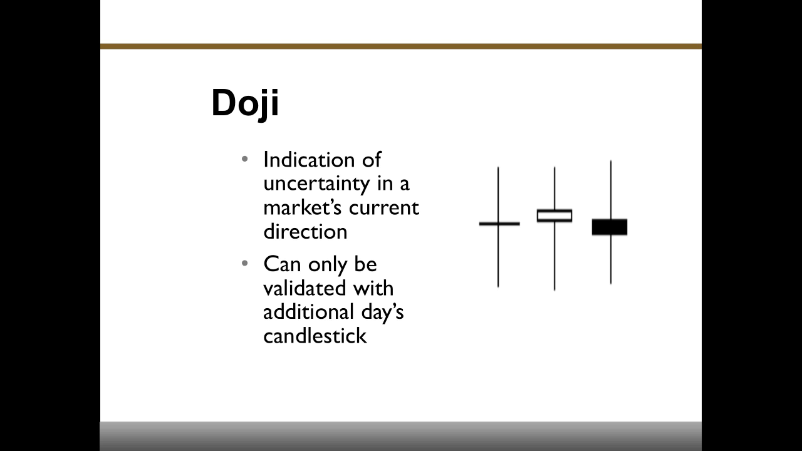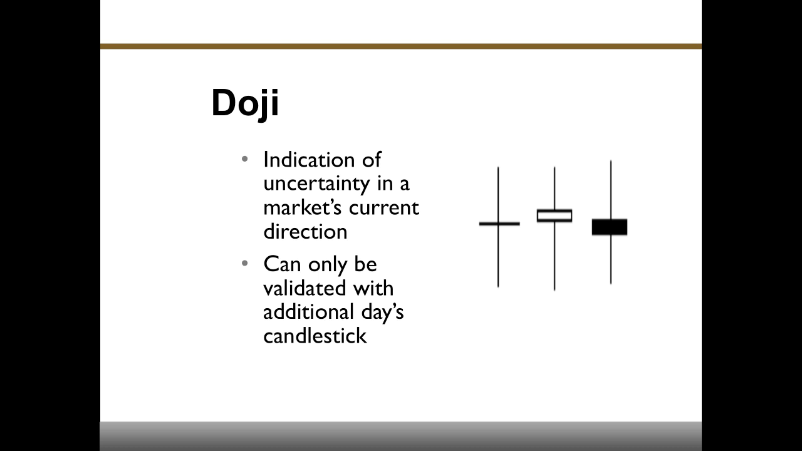A doji candlestick is marked by a very narrow difference between a stock's opening and closing prices. In many cases, the price may close at the same price it opened. This produces a very flat horizontal line in place of the normally expected candle body. Another visual indication of a doji candle comes from a shadow on either end of the body, roughly equidistant from the body itself. On the right, you can see three good examples of common doji formations.